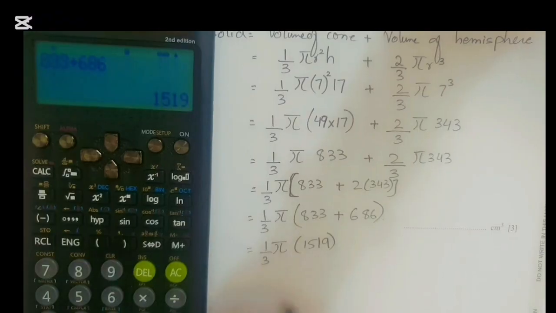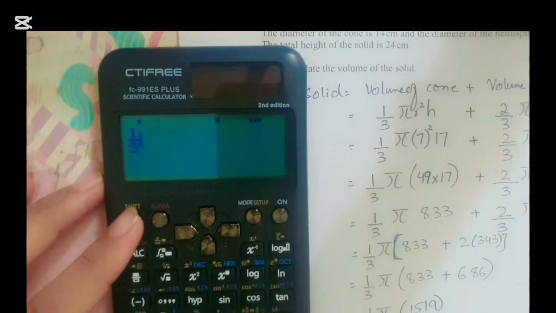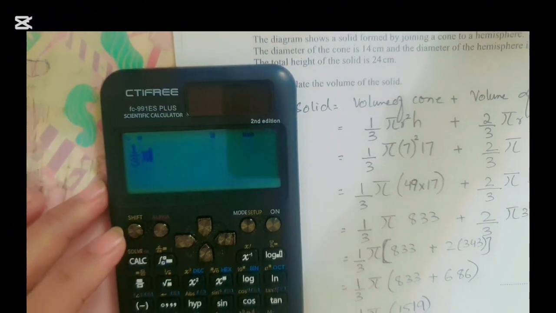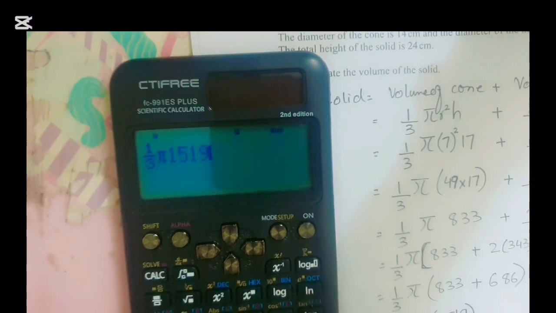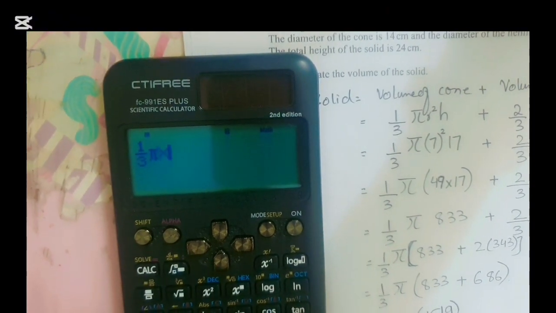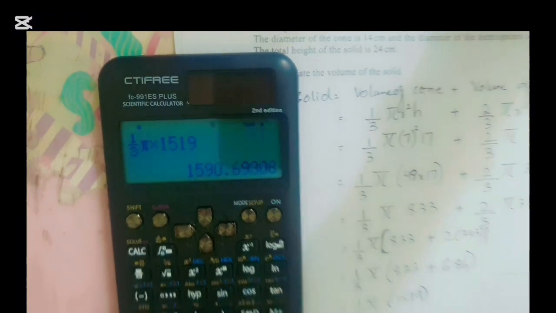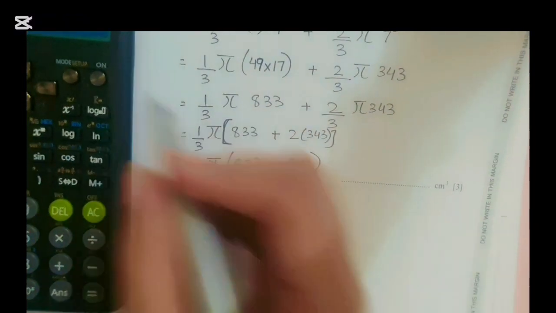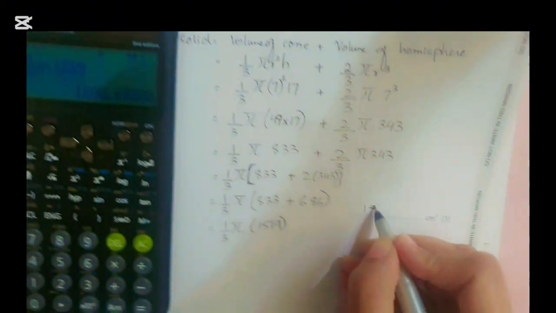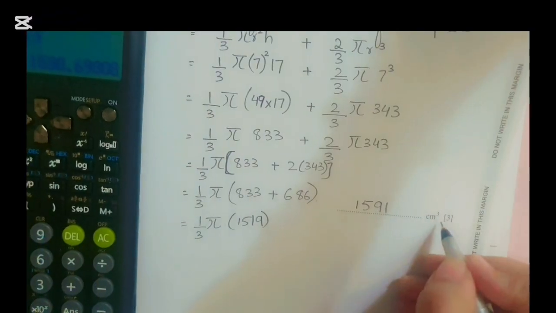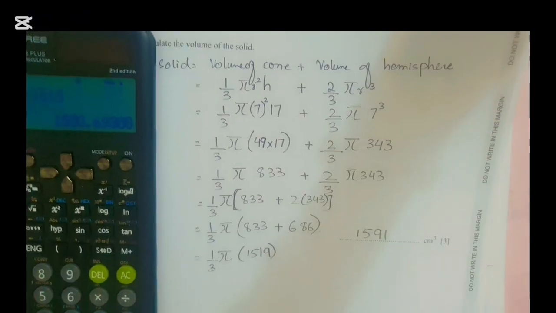Now just use the calculator, put all the values in, and you'll find the answer. 1 upon 3 pi times 1519. It would be equal to 1590.69. So we can round off and write 1591 centimeter cube. The unit of volume is cube, which is already written over here.